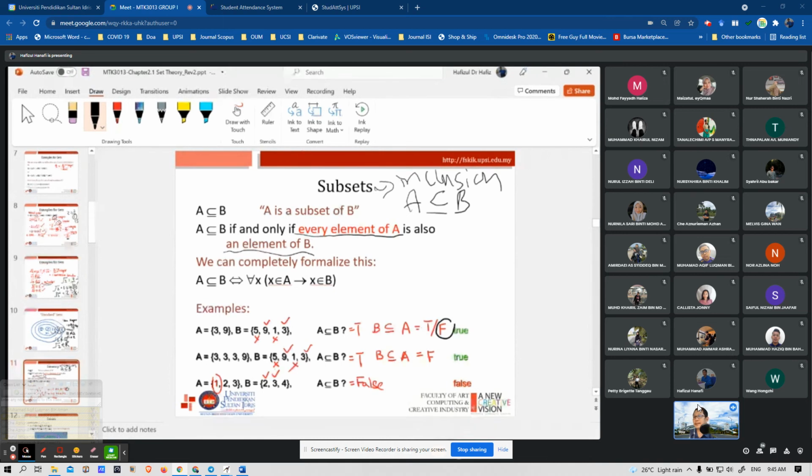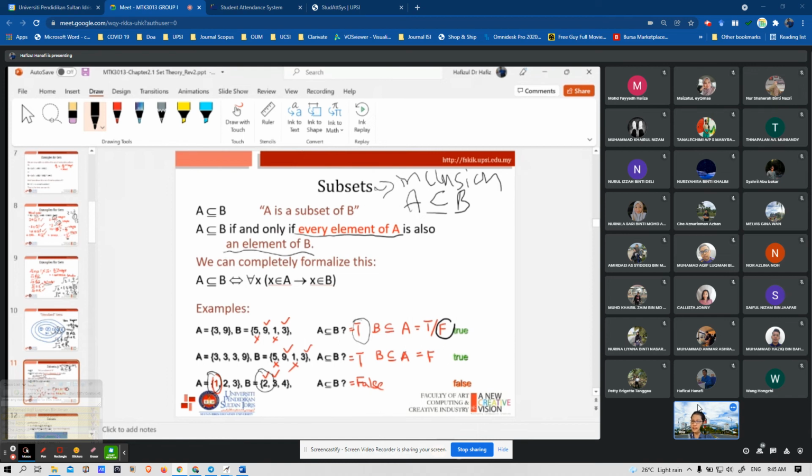Okay, is A a subset of B? Yes, true. Is B a subset of A? No, because not all elements in B are in A. Okay, same goes for A and B equal to 234. Is A a subset of B? False, because 1 is not in B.